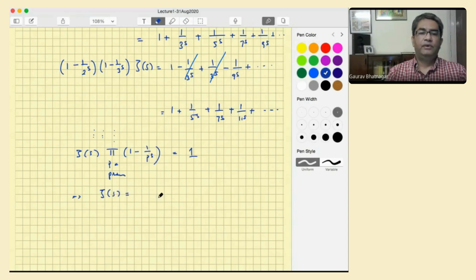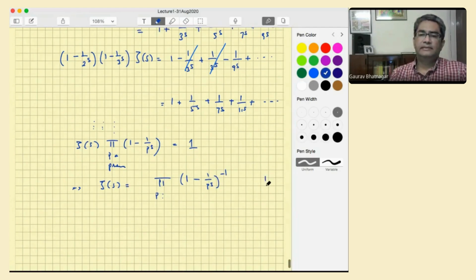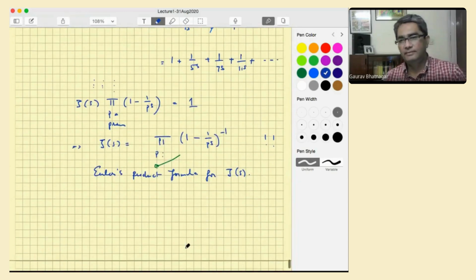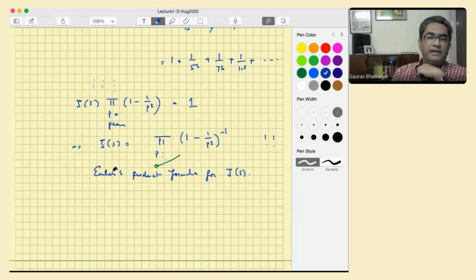So zeta of s is equal to the product over p of 1 minus 1 over p raised per s, whole raised to minus 1. So this is formally true. This guy is called Euler's product formula for the zeta function. So yeah, any questions on this?